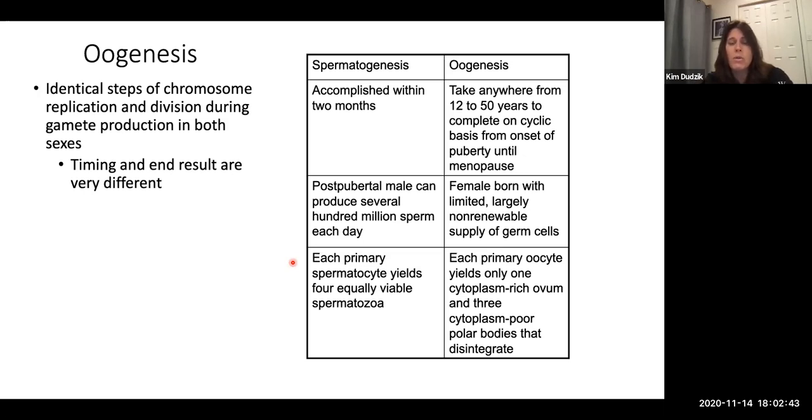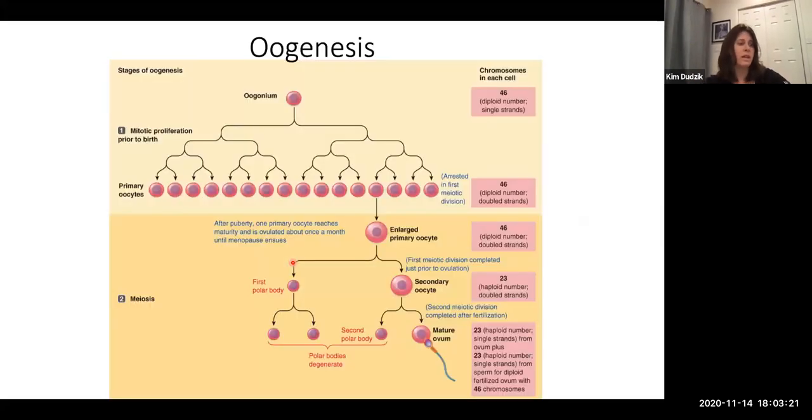Each primary oocyte, which is going to be 2N, is going to divide by meiosis. But with each meiotic division, when one cell divides into 2, one of the cells is going to degenerate. The cells divide unequally, and the other cell is going to get most of the cytoplasm and organelles in the viable egg. So really the meiotic division of one primary oocyte yields only one mature ovum to be available for fertilization. Okay, and that's what you see here.